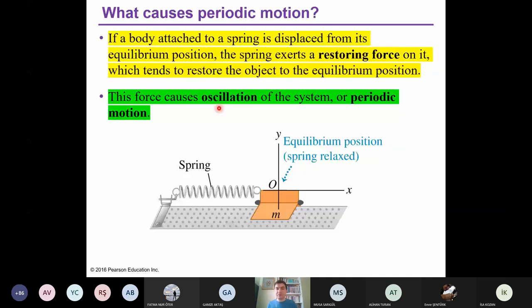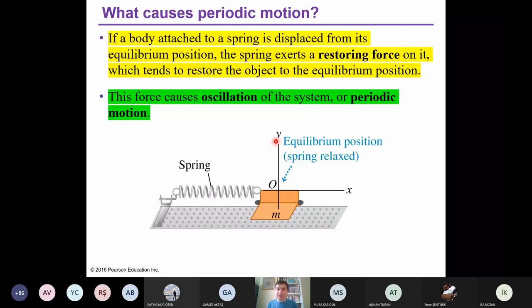What is the reason for this type of motion? Here you see a spring, okay? The left part of this spring is attached to this object here, and this part cannot move. And the right side of the spring is connected to a glider, okay? And the glider can move on this frictionless surface. And at the beginning, this glider is staying in equilibrium position. The spring is relaxed, okay? So let's consider that this is the origin and equilibrium position, and the mass and spring are at rest, okay?